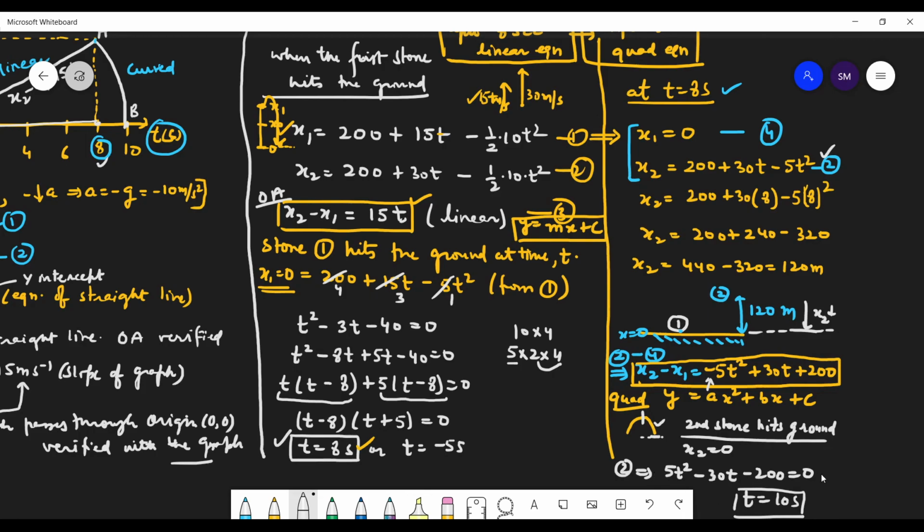Take the 5, dividing 5 both sides. So at 10 seconds, the separation between the balls, because x1 will be 0 and x2 will also be 0 at this time. So what will be x2 minus x1? 0 minus 0 is 0. So at 10 seconds, this graph x2 minus x1 will be 0. So hence we have verified the graph, and we have also found the equation of the curve, this is the equation of the line. So hence we have solved this question.